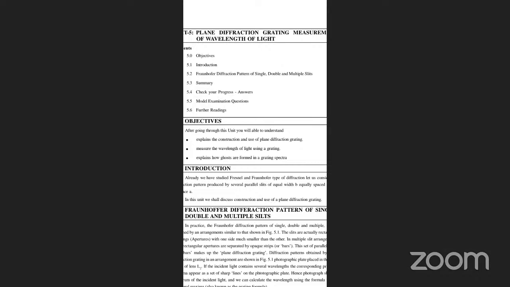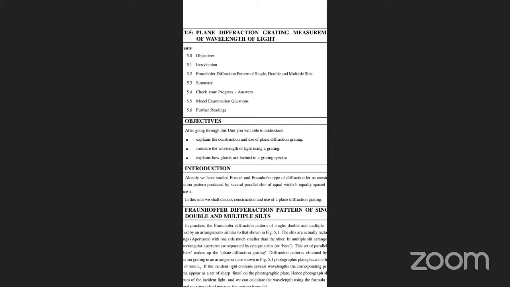Now, the Fraunhofer diffraction pattern of single, double, and multiple slits is obtained by an arrangement similar to that of figure 7.1. The next figure we will show. The slits are actually rectangular openings, apertures, with one side much smaller than the other. In multiple slit arrangements, rectangular apertures are separated by opaque strips or bars. Therefore, this set of parallel slits and bars makes up the plane diffraction grating.